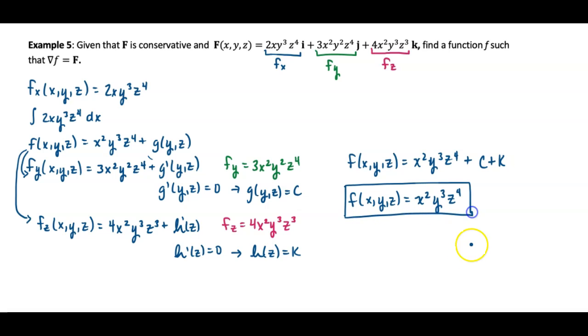And I can just look back at this original F of x, y, and z, I can look at this gradient, this vector field really, just to confirm that this is true. So is the partial with respect to x 2xy cubed z to the fourth? Yep. Is the partial with respect to y 3x squared y squared z to the fourth? Yes. And then the same with the partial with respect to z being 4x squared y cubed z to the fourth. So I can see that this is our potential function. And that is it for the fundamental theorem of line integrals.